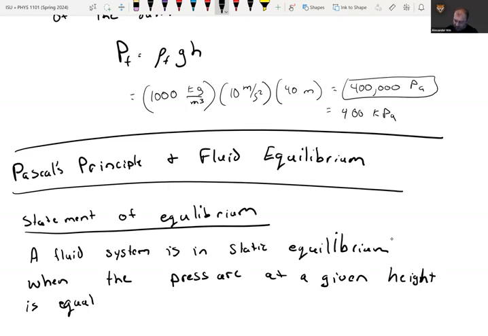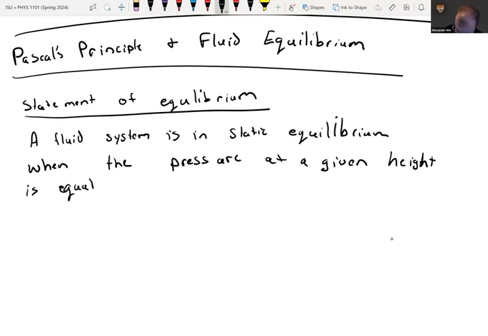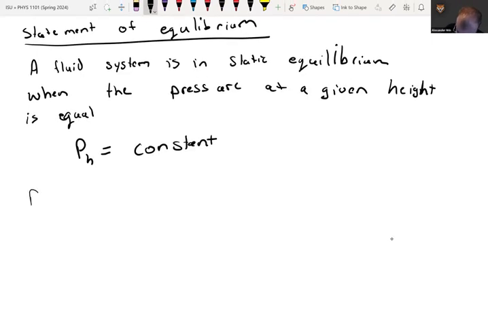So the basic idea is that pressure P at a given height is a constant. You should be able to draw a horizontal line through your system and say the pressures are equal at this point. I'm going to give you a couple of examples of how this works out. The first example I like is Pascal's vases, and I'll give a real quick, simple diagram of it.